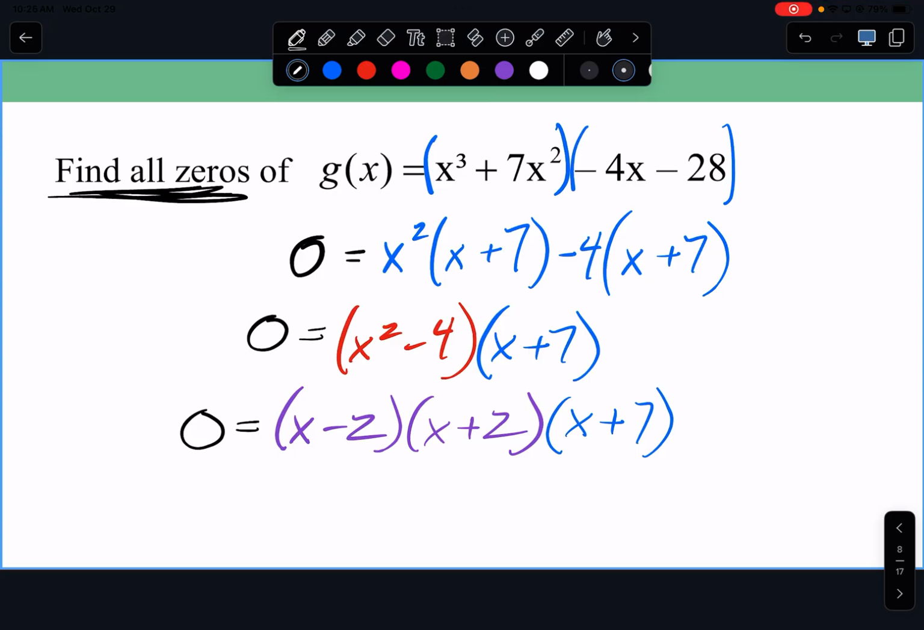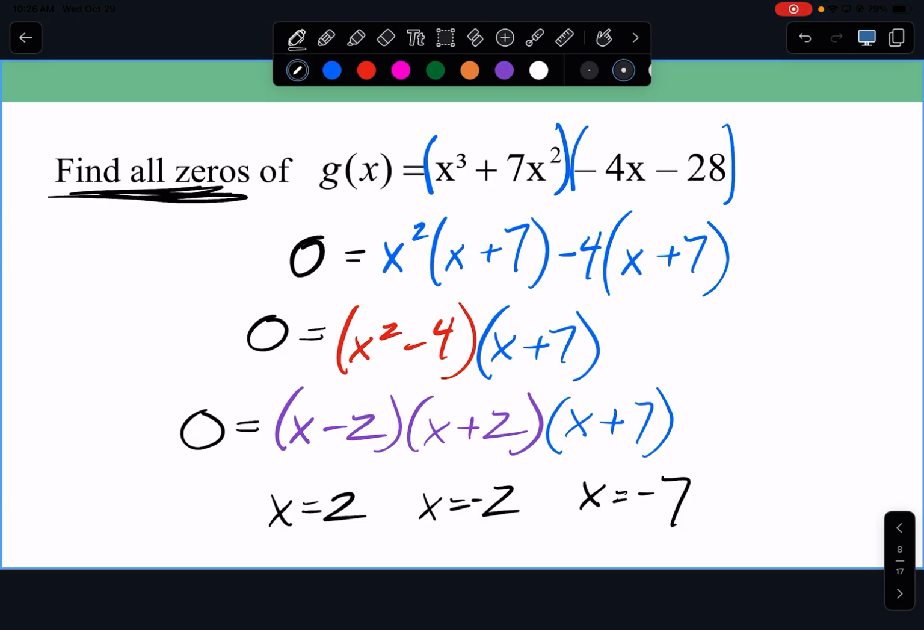If I go back to my original equation, what's the degree of this polynomial? 3. So how many solutions should I have? 3. Okay, so now we go back down to the bottom. In order to make this 0, remember you're using a 0 property, anything times 0 equals 0. On this one, x can equal 2, x can equal negative 2, x can equal negative 7. So those are our solutions, or x-intercepts, or zeros, however you want to refer to them. That's all the same thing.